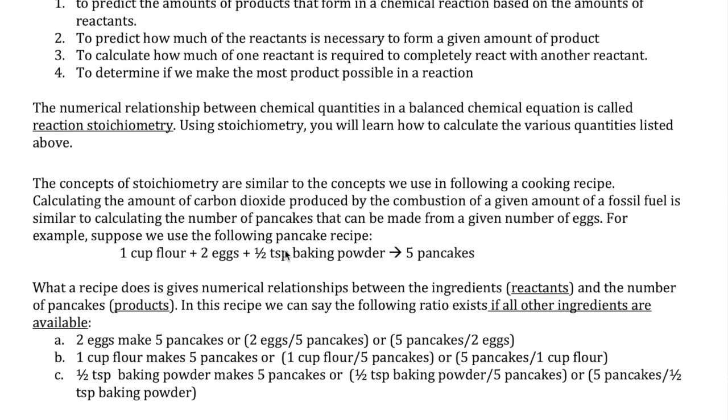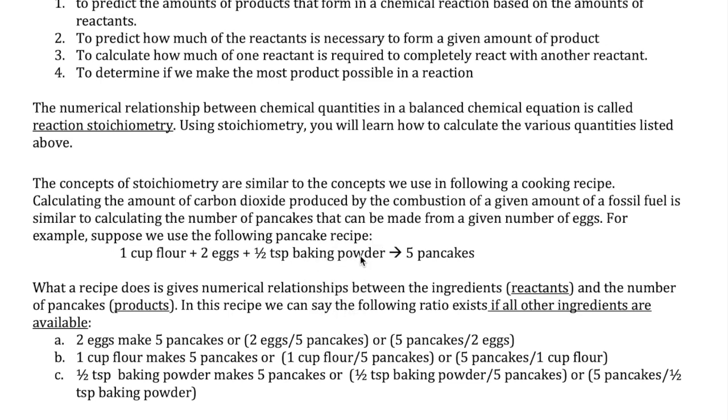Let's say you have the following recipe to make a pancake. 1 cup of flour with 2 eggs and half a teaspoon of baking powder gives you 5 pancakes. This is obviously a pretty bare bones recipe, right? It doesn't tell you exactly how to mix these ingredients or how long or at what temperature and so on. But it gives you an abbreviated recipe for making pancakes.